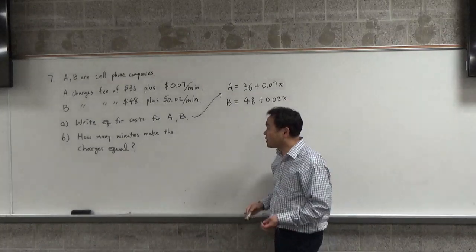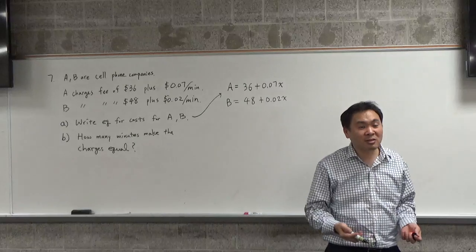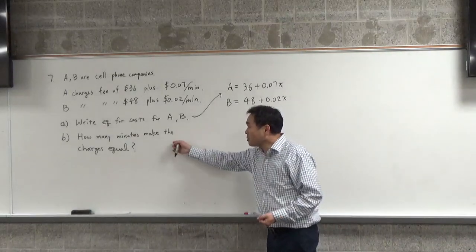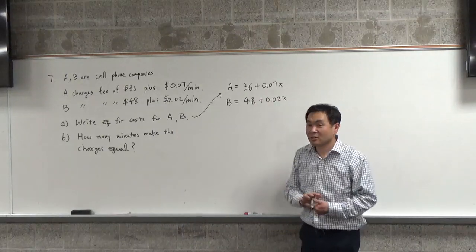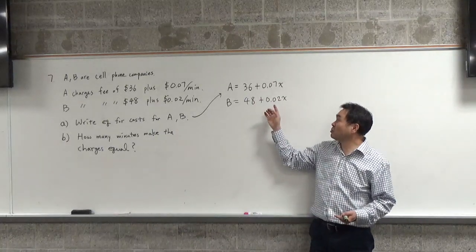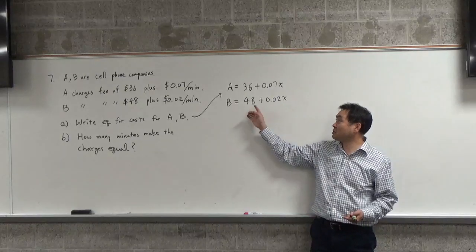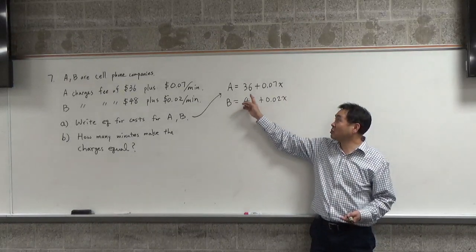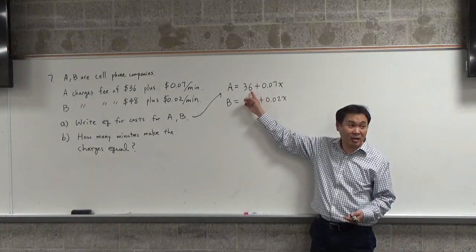So that's the answer for A. You don't even have to write down any work, it's just straightforward. Okay? But now, at some point, when you use very few minutes, you see that because the base fee for company B is higher, it will be cheaper to go with company A, right?